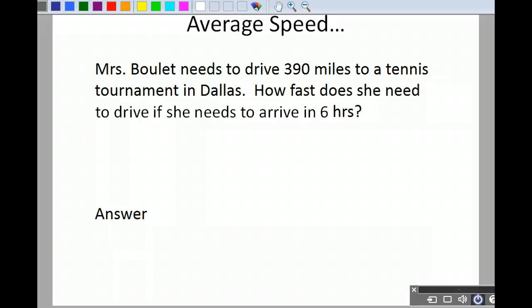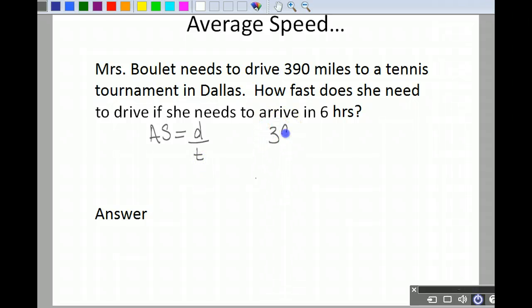Now average speed. I need to drive 390 miles to a tennis tournament in Dallas. How fast do I need to drive if I need to arrive within 6 hours? Now this is average speed. Remember, I always think average speed like when I'm driving in my car, 55 miles per hour. Miles is a distance. Per means my division bar. Hour is time. So I know that average speed is equal to the distance over the time.